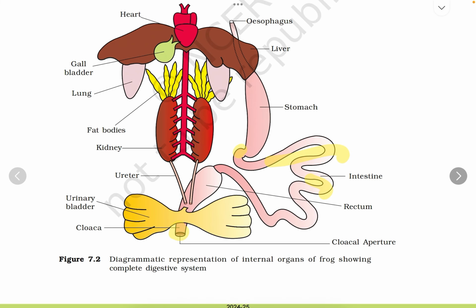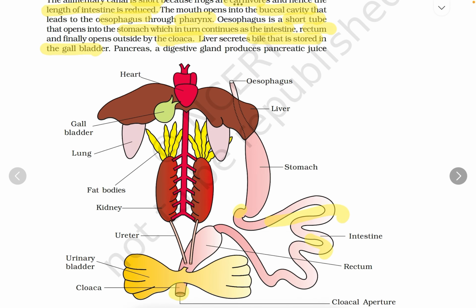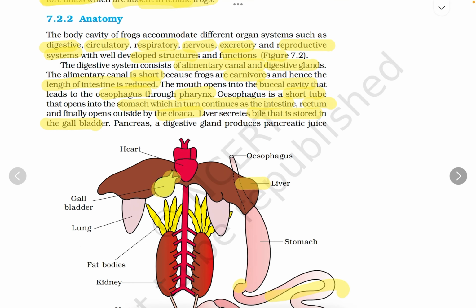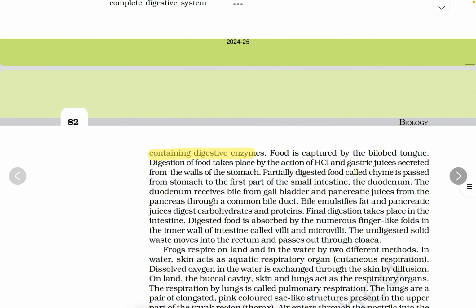See, the outermost exit is called the cloaca. The liver secretes bile that is stored in the gallbladder. So the liver will secrete bile that goes and is stored in the gallbladder. See, this is the liver. The liver secretes bile juice which goes and is stored in the gallbladder. The pancreas is a digestive gland that produces pancreatic juice consisting of digestive enzymes.